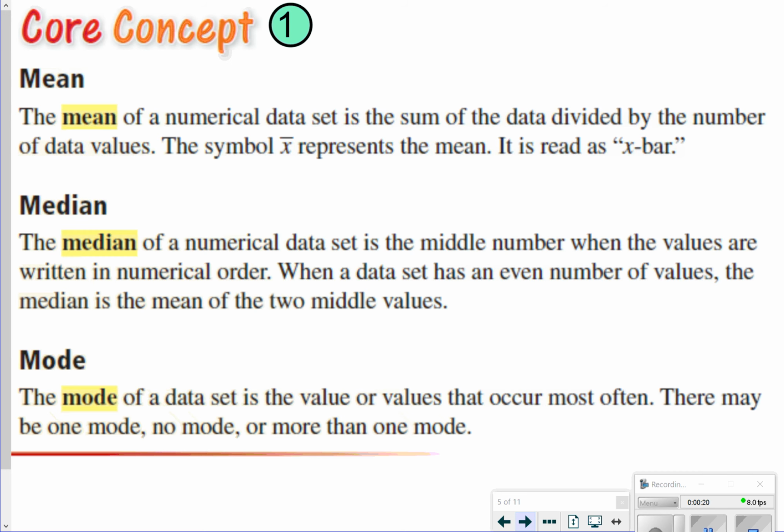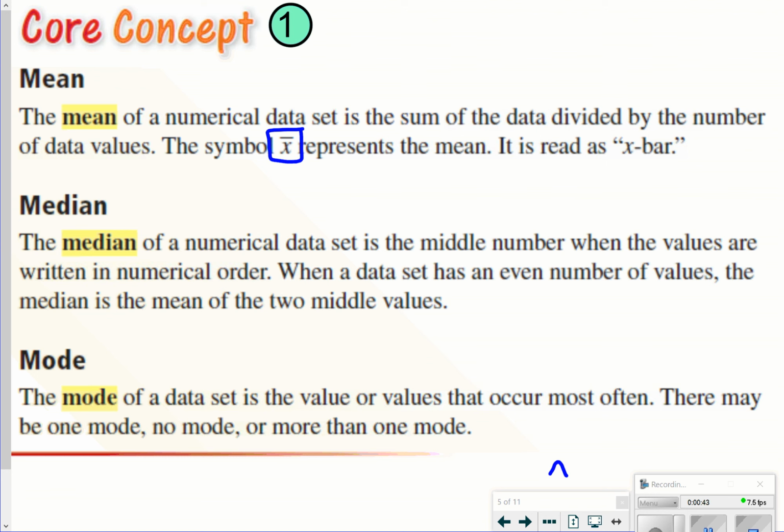So the first thing we want to look at is what is mean, median, mode, and range. The mean can be found just by adding the set of data and then dividing by the number of data values there are. This symbol that you see here, it looks like X with a little bar notation over it, represents finding the mean. You can also read it as X bar.